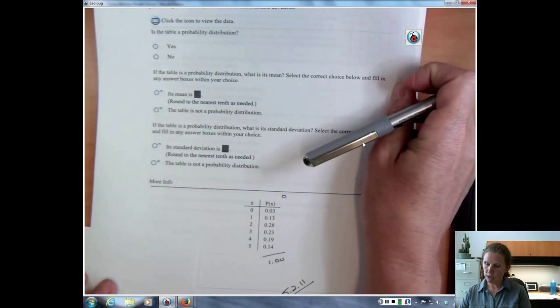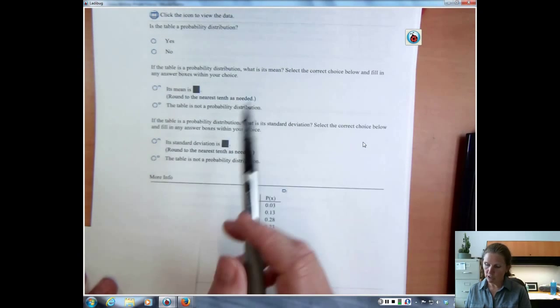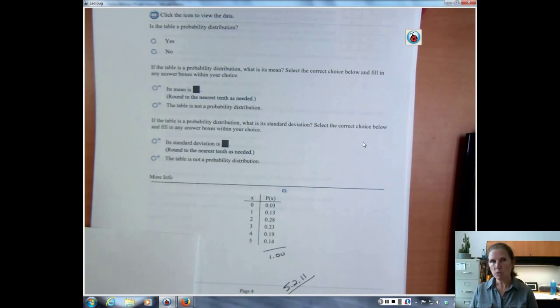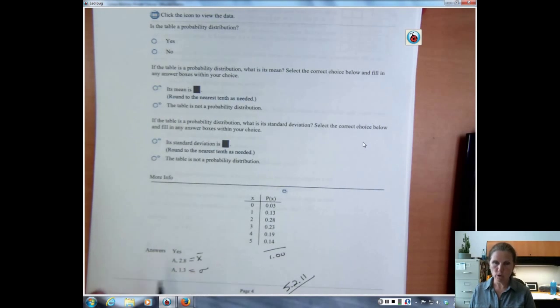Okay, so the second part is, if it is a probability distribution, what's its mean? And the second one, what's its standard deviation? Well, we just did that one. So go back and look at the last problem if you don't remember how to do that on your calculator. I usually give you 2 or 3 of the same thing so you can practice and really get good at your calculator. Here are the answers. The mean is 2.8 and the standard deviation is 1.3.